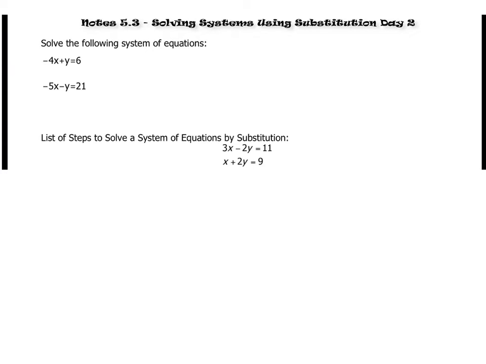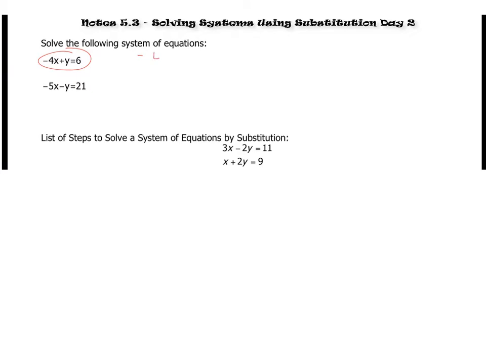All right, this is the second day of solving systems using substitution. If you look at the two equations that you're given, we need to first find which one would be the easiest one to solve for. If you look at the first one, it has plus y, the second one has minus y. So the one that's plus y is going to be the easier one to solve for.